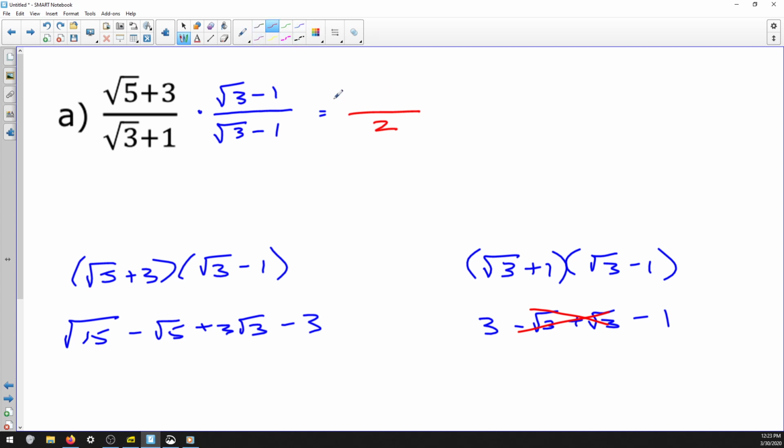So here's my answer: root 15 minus root 5, plus 3 root 3, minus 3. But it's all over 2, which is a nice non-radical denominator, and that's what we're going for. As long as we have that, we are good to go. I can't really do much more than leave those 4 separate pieces together, and now I'm done, okay?